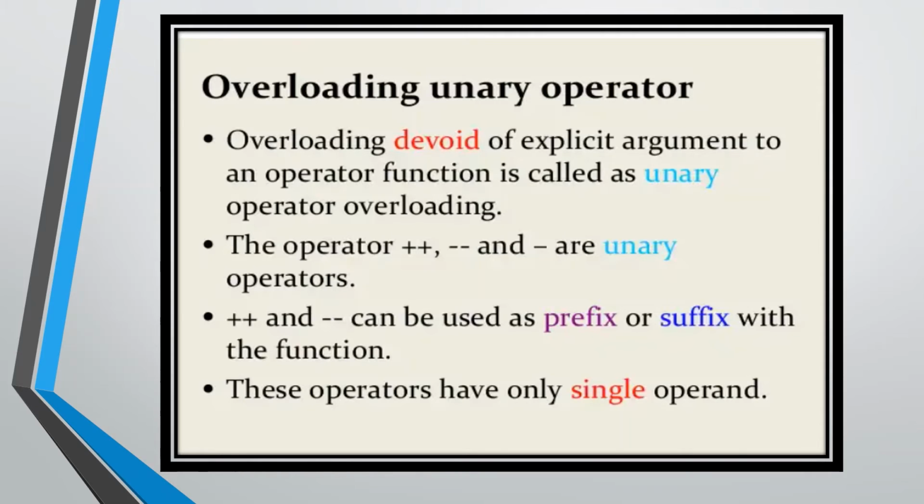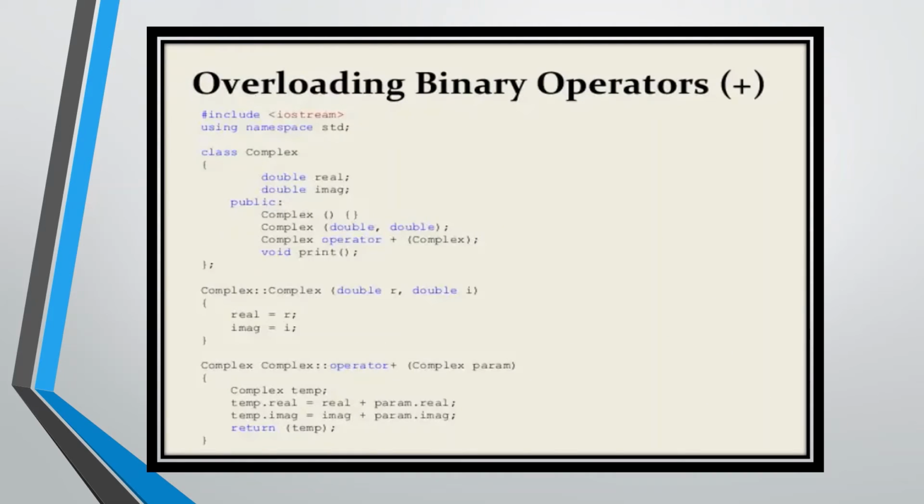Now we are going to see binary operator overloading. As I told, binary operator overloading consists of two operands and one operator: in a plus b, a and b are the operands and plus is the operator. Now we are going to see one program. This program is for the practical and also the theory. So here I write hash include iostream.h. I include the header file, then class complex. Here I define the class complex.